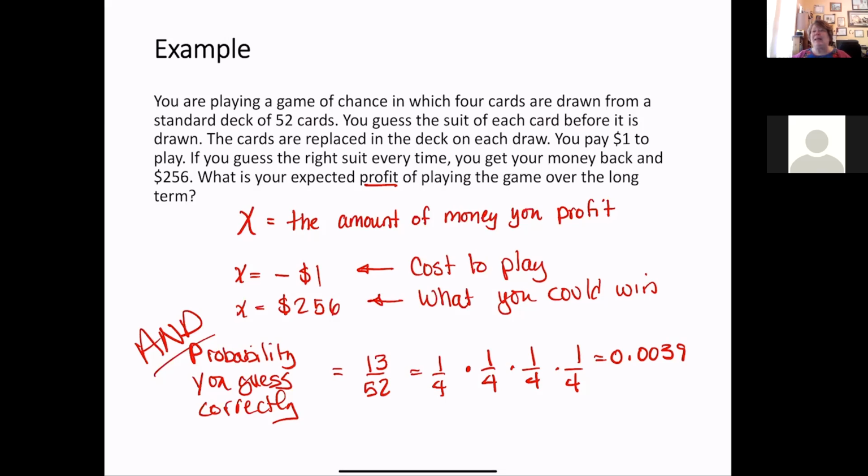That's why casinos stay open, because the probability of you winning is so small. In any game of chance, the probability of you winning is going to be very small.